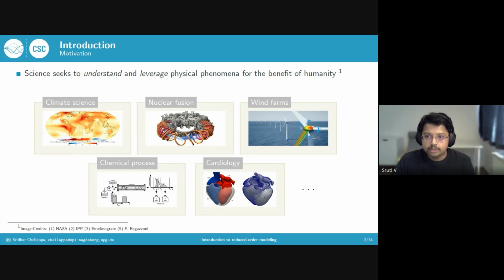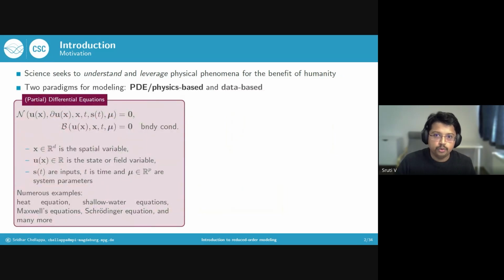We want lots of clean and sustainable energy, so things like nuclear fusion and wind farms on a very large scale need to be considered. And also in the field of biology or medicine, cardiology, for example, which is one of the main causes of human mortality. So there's a need to study these larger physical phenomena and somehow leverage this knowledge to various beneficial ends.